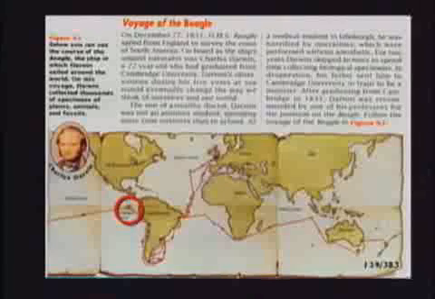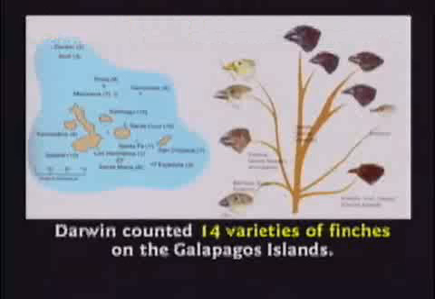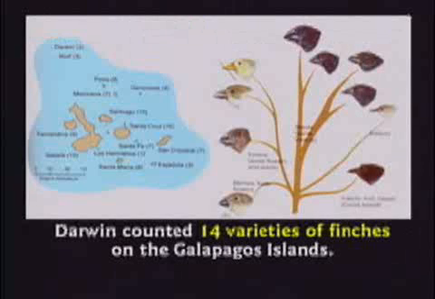Darwin sailed around the world. He stopped off at these islands right there called the Galapagos Islands. There on those islands, Charlie noticed there were 14 different varieties of finches, a little bird about this big. But their beak shape was different.